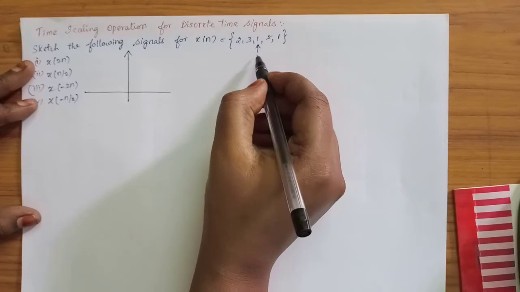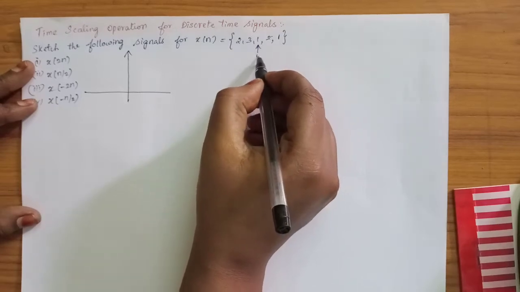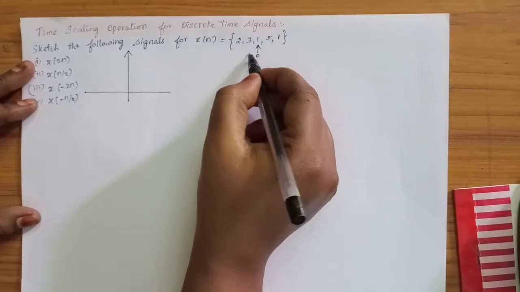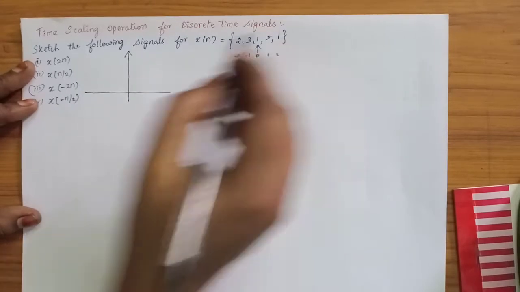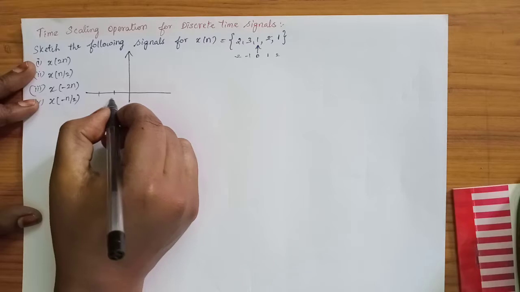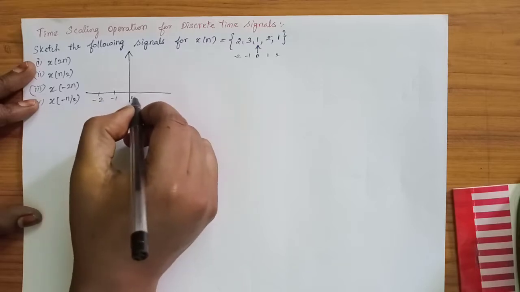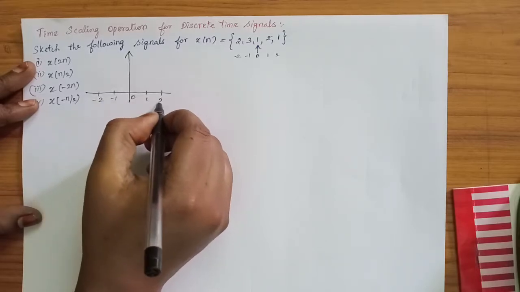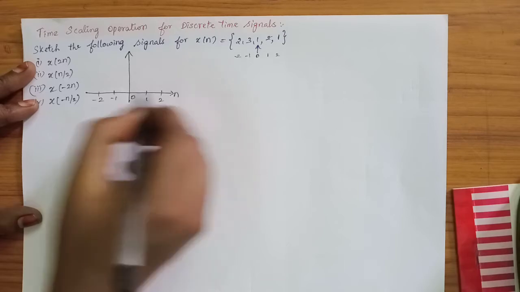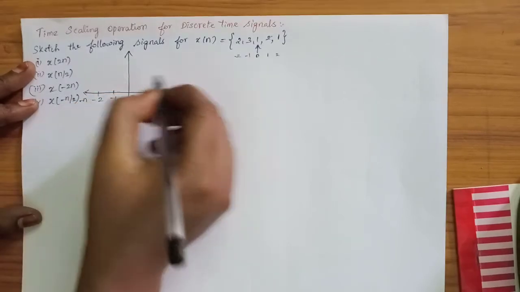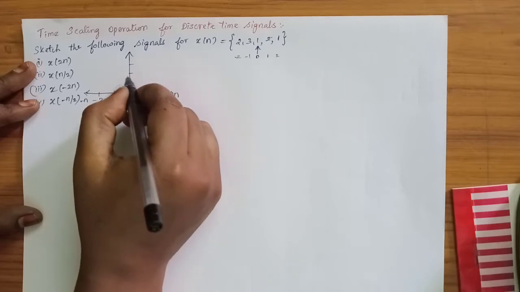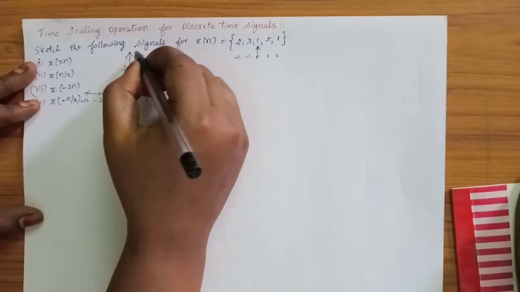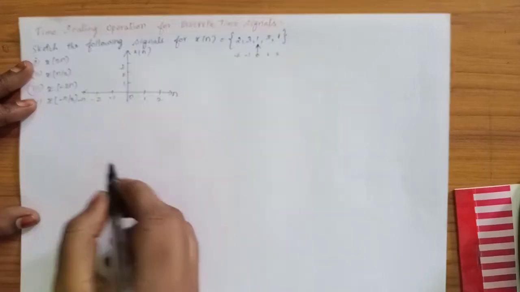So we know that this arrow mark indicates the origin value. So it's minus 1, minus 2, 0, 1, 2. So maximum amplitude is 3, 1, 2, 3. This is x of n.